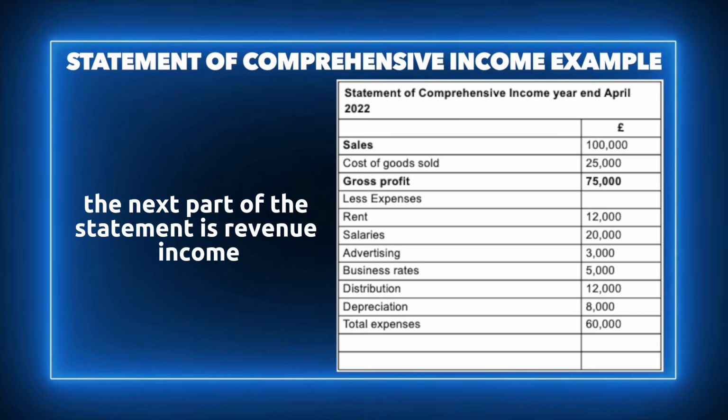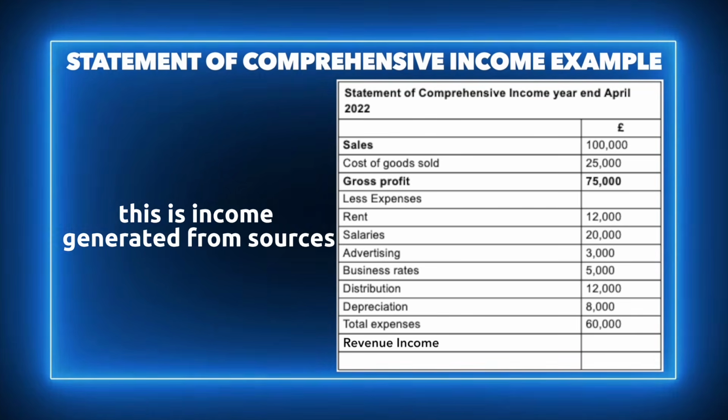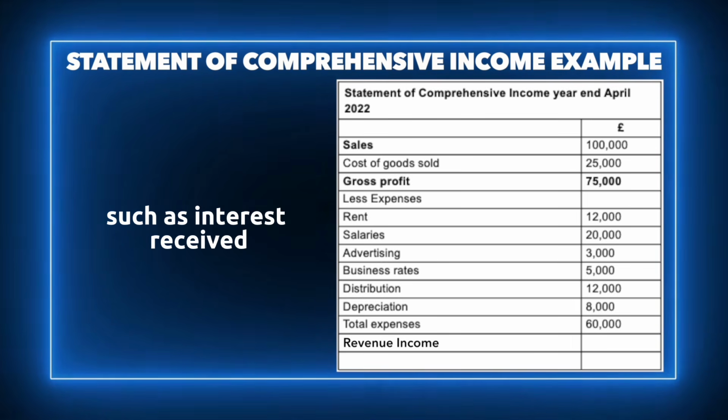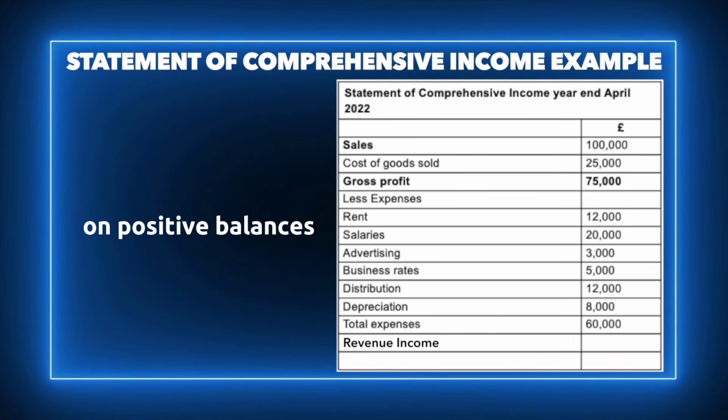The next part of the statement is revenue income. This is income generated from sources other than sales, such as interest received from the bank on positive balances the business has. In this example, the business has £500 of revenue income.